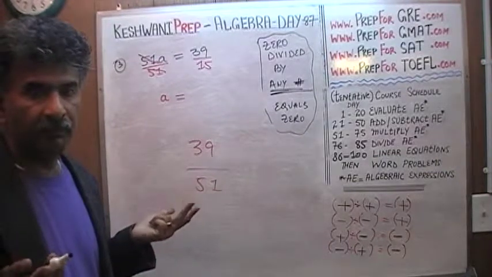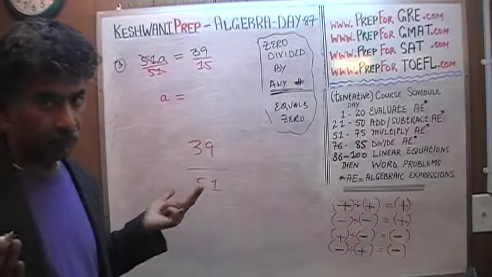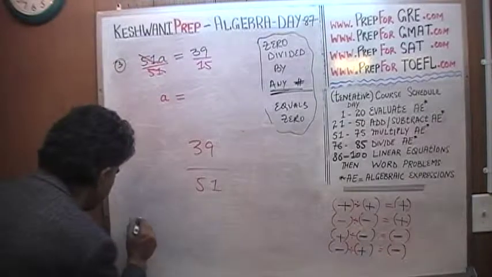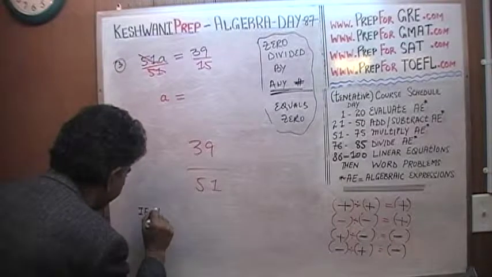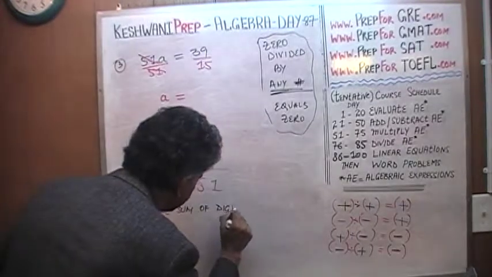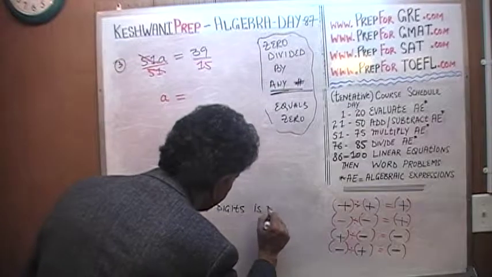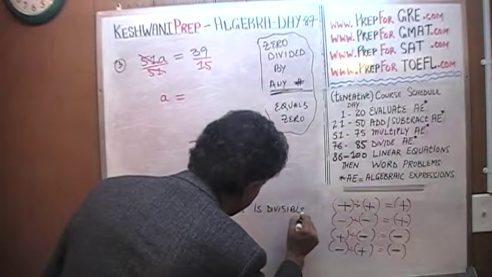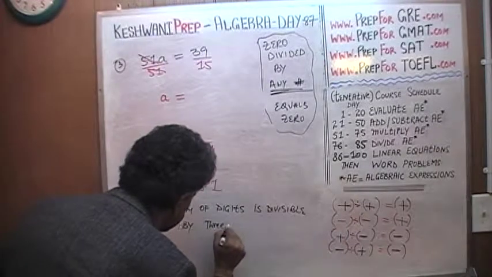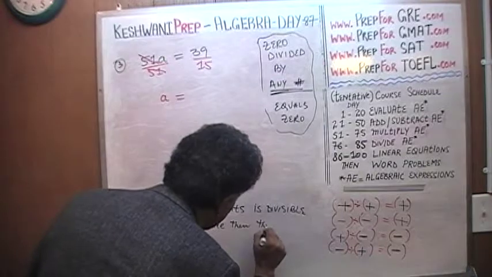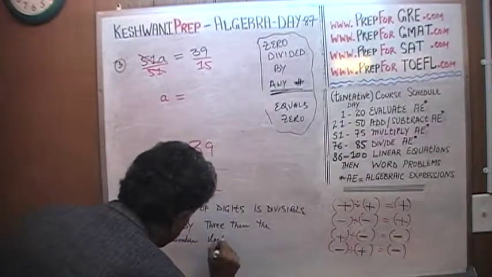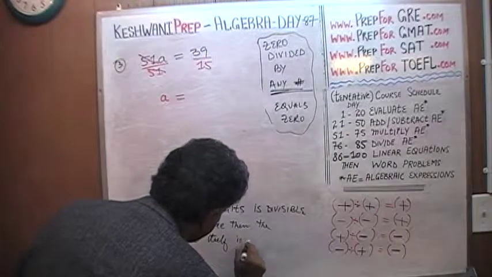How do you know if a number is divisible by 3? It's a very simple way to tell. If the sum of the digits is divisible by 3, then the number itself is divisible by 3.